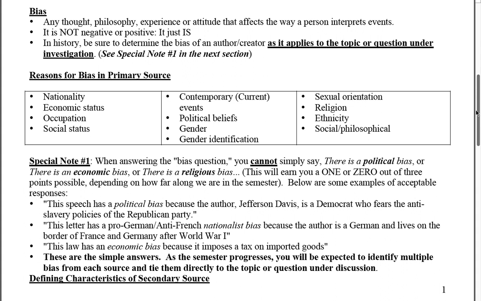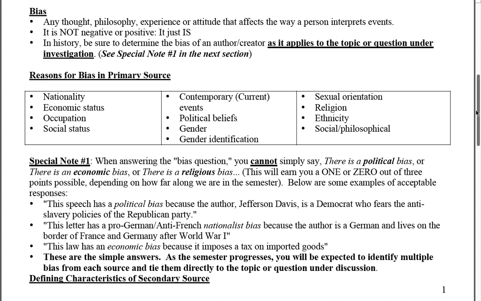Your social status, and sometimes social status is associated with economic status and sometimes it's not. Social status separated from economic status may be if you've lived in a town for a long time and you have a family legacy of some sort. Contemporary events, political beliefs, gender, male or female, gender identification, how you view yourself, sexual orientation, gay or straight, religion or lack of religion, ethnicity, I would add race along with that, and social and philosophical bias.